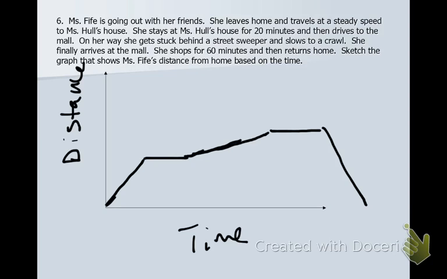But anyway. So the graph could look something like this. Okay? So you can adjust speed and things like that with the steepness of your line. Okay? And again, guys, we're learning. Don't worry about it. Okay?